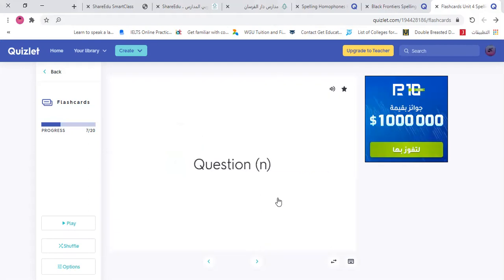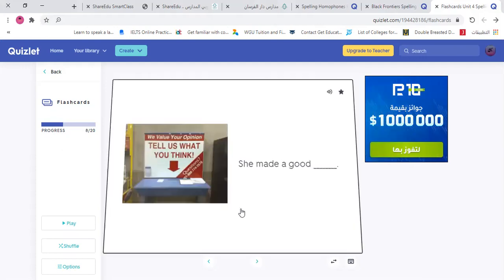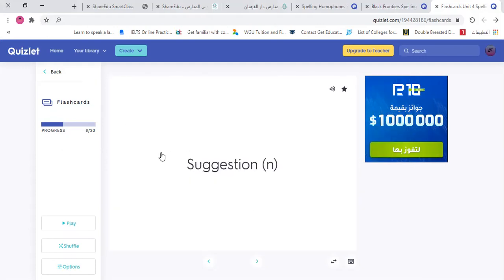Then we have question. What does it mean, question? Like every question has an answer. Yes, it's like you're asking something. What does it mean, suggestion? Just like how I say suggest. Like it's my opinion. Yes, when you have an opinion about something. Very good. And then we have friction. What does it mean, friction?